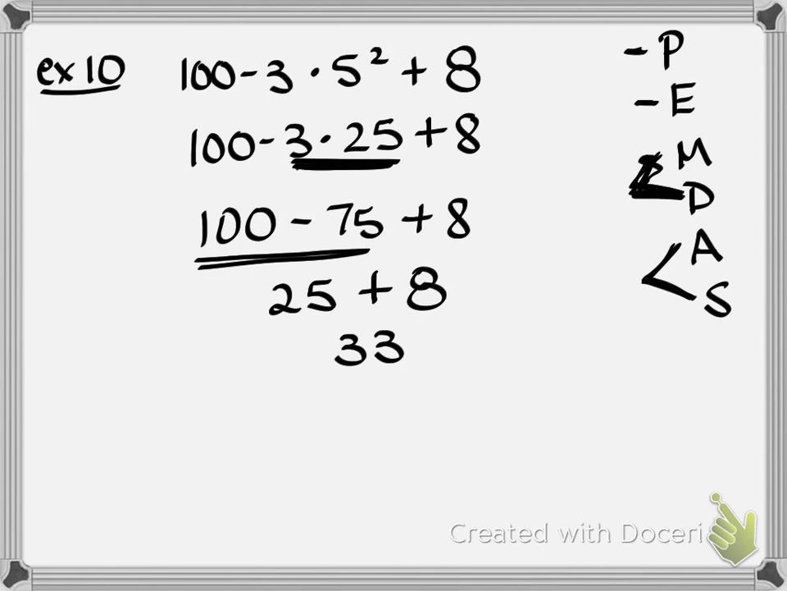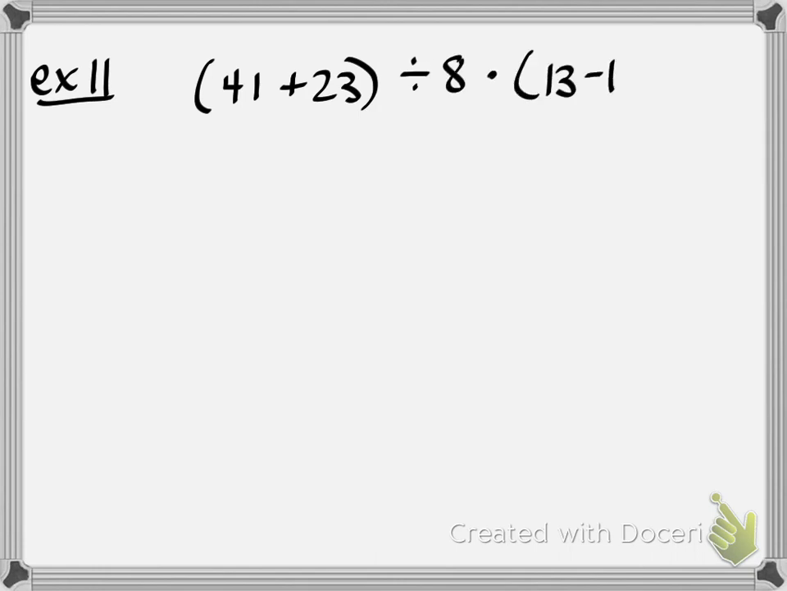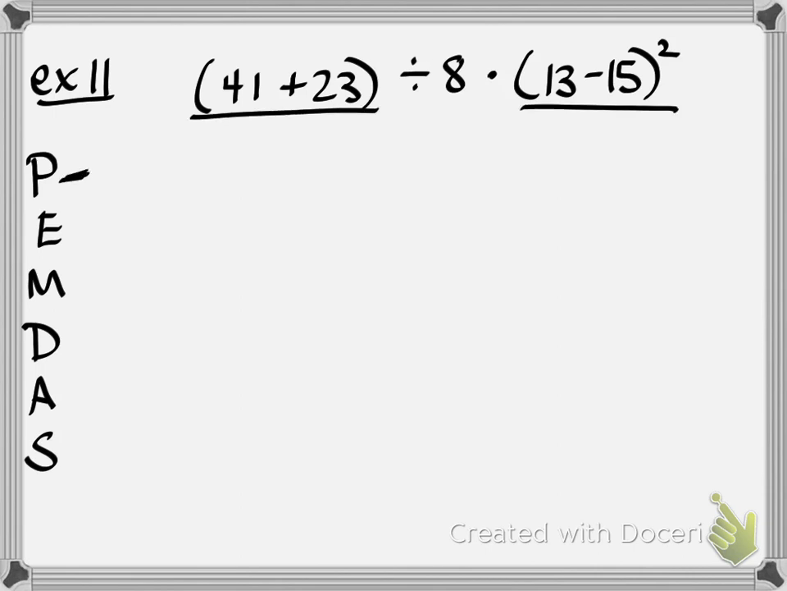The next example. Parenthesis 41 plus 23 divided by 8 times parenthesis 13 minus 15 squared. I'll just write my PEMDAS again. I'm a Please Excuse My Dear Aunt Sally person, not a PEMDAS person, but alrighty. Going through here, do we have any parentheses? Yes, we've got this set and this set, so we're going to do them both left to right.